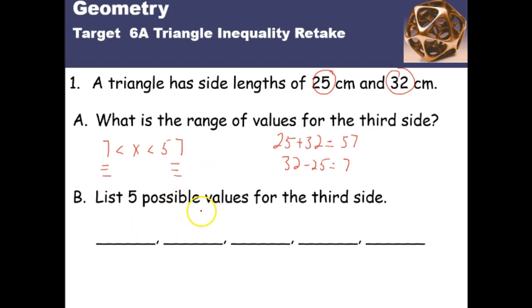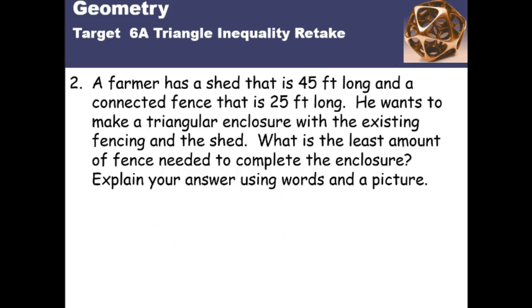So now down here it just wants us to pick 5 numbers between 7 and 57. So I could say 7.1, 12, 29, 40, 55, and say 56. I just have to pick 5 numbers that fit between them. Okay, number 2.